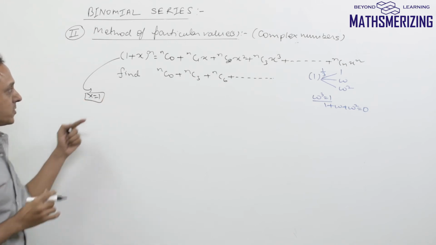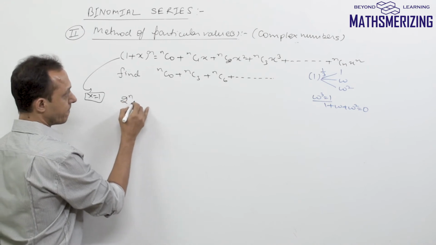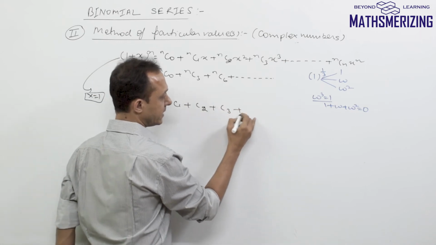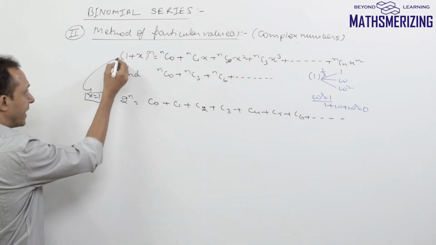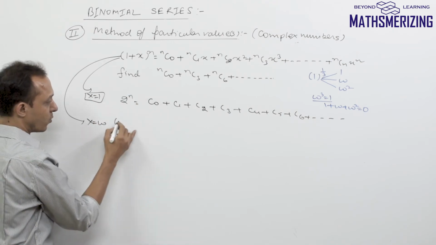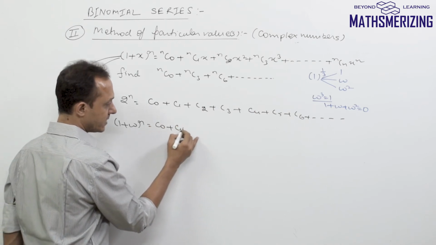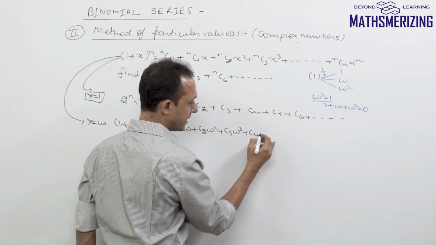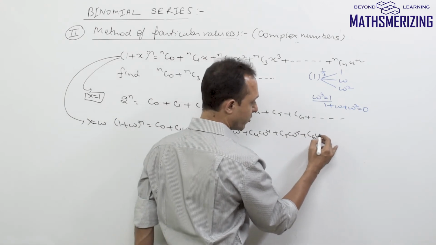So what I'll do is, in this series, I'll put the value of x as 1, and we'll get to know why once we are done with this question. So what I'll get is 2 to the power n equals C0 plus C1 plus C2 plus C3, C4, C5, C6, and we'll continue. Now I'll take another series, and here I'll put x as omega. So I'll get (1 plus omega) to the power n, and here I'll get C0, C1 omega, C2 omega square, C3 omega cube, C4 omega to the power 4, C5 omega to the power 5, C6 omega to the power 6.